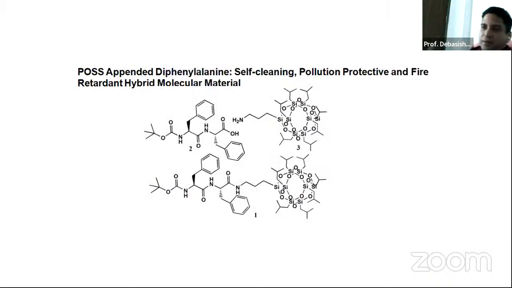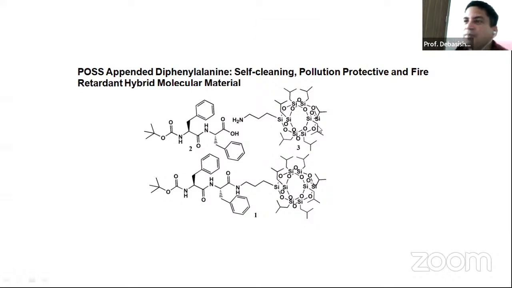Okay, and so the next part is again the biology adapted material. We have seen that there are many hydrophobic surfaces in biology, like the lotus leaf and all this stuff. So they are excellent hydrophobic material. And so we are planning to make such kind of material by mimicking peptide system.